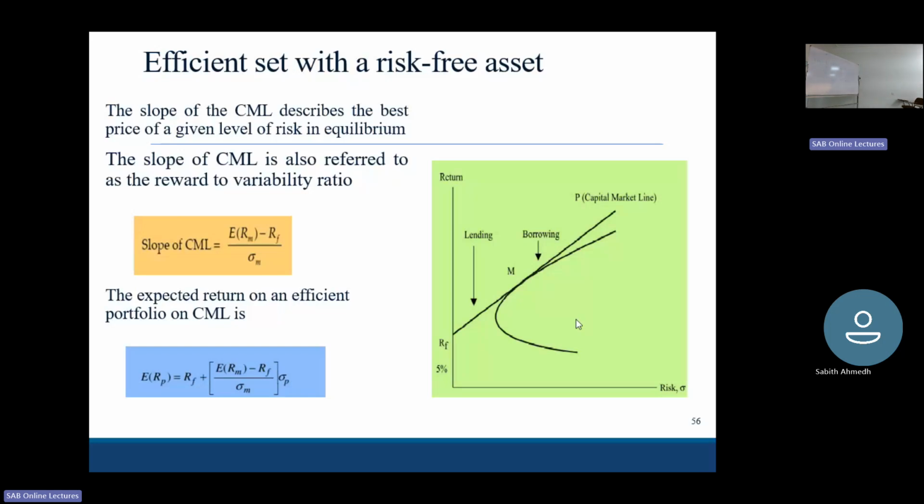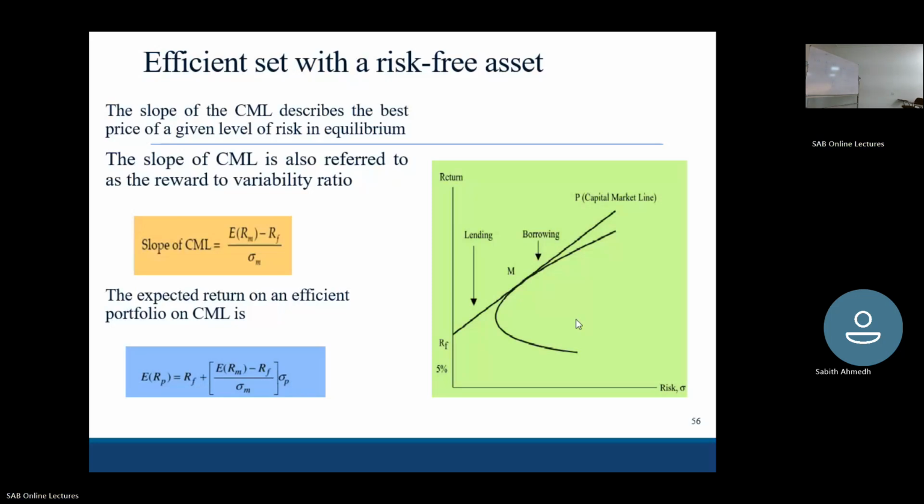So all the investors are in RF to M. We identify these portfolios from RF to M as the lending portfolios. From M upwards, we call them borrowing portfolios.